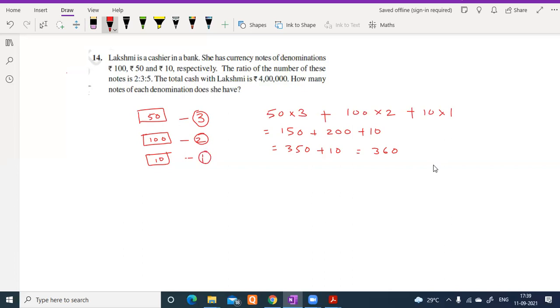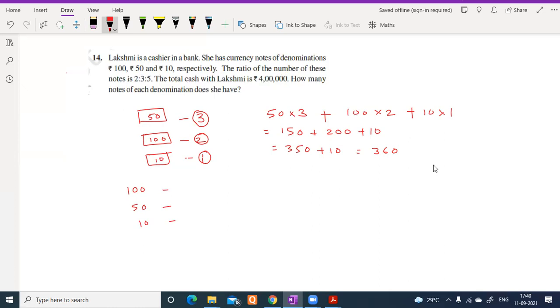But in this situation, we don't know how much we have. 100 rupees, we don't know how many. 50 rupees, we don't know how many. 10 rupees, we don't know how many. But the ratio of all of them is 2:3:5, they're telling. Let me explain that.